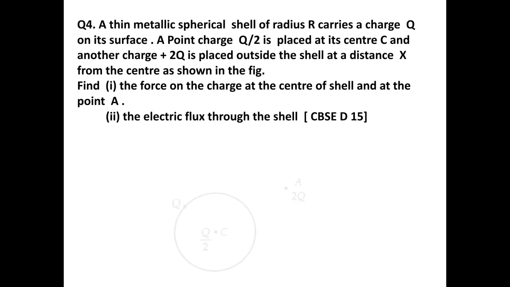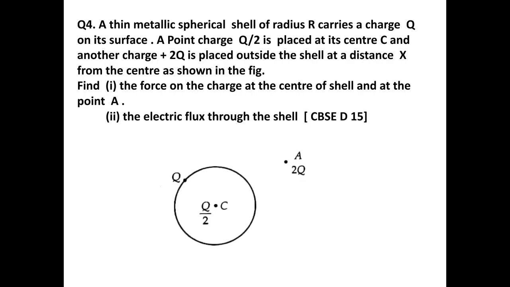Next problem. A thin metallic spherical shell of radius r carries a charge q on its surface. A point charge q by 2 is placed at its center and another charge plus q is placed outside the shell at a distance x from the center as shown in the figure. Number 1, find the force on the charge at the center of the shell and at point A. Number 2, the electric flux through the shell.